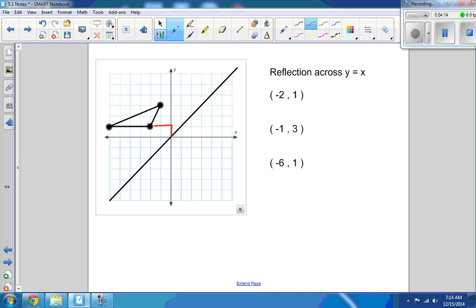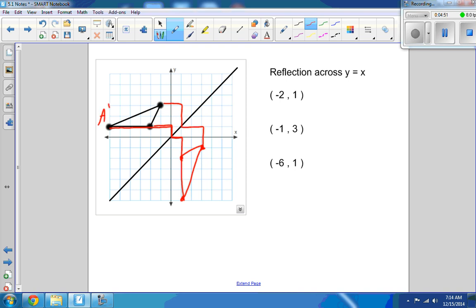And what I'm going to do is reflect it now in the opposite fashion. Over 1, down 2. Over 2, down 2. So over 2, down 2. And then this one, that's over 6, down 1. So over 1, down 6. And there is my reflected image across the line y equals x.